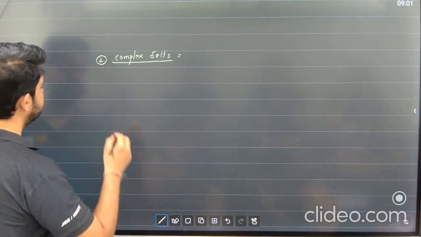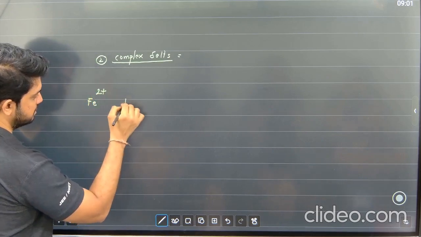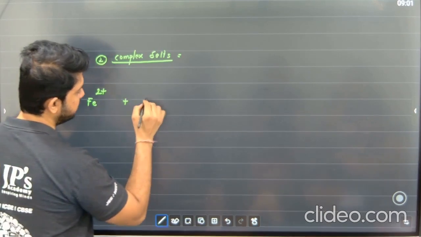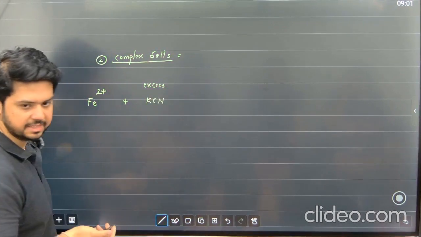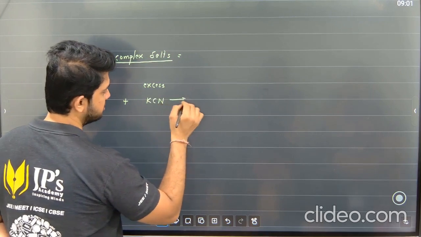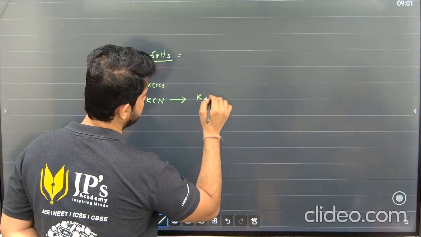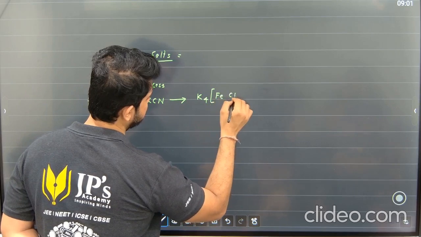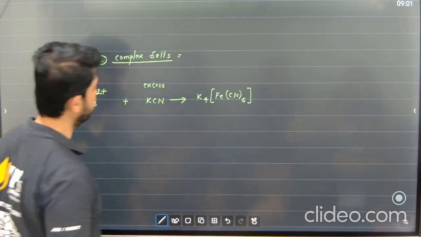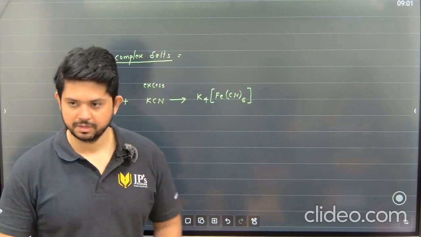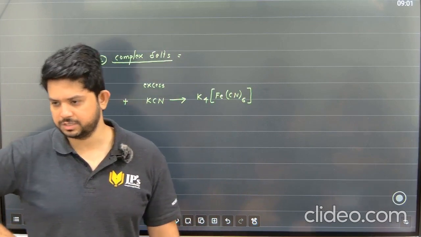Okay, so let's say we have Fe2 plus, and I'm treating it with excess of KCN. Now let's say we get something like this, K4[Fe(CN)6]. For the time being, you will not get the nomenclature. We'll study nomenclature of coordination compounds later.